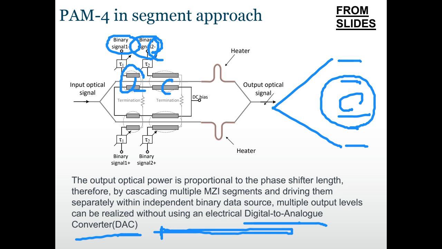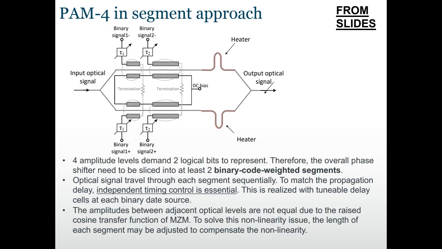Okay. So if it's a PAM 4, we'll have two logical bits. So I have two segments. Then we need independent timing control. So we apply delay here that maps the propagation delay of the optical signal. So I have the two delay.